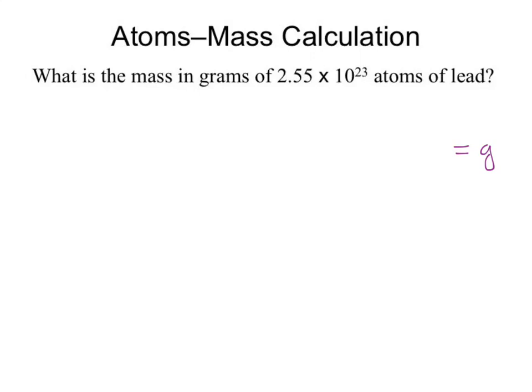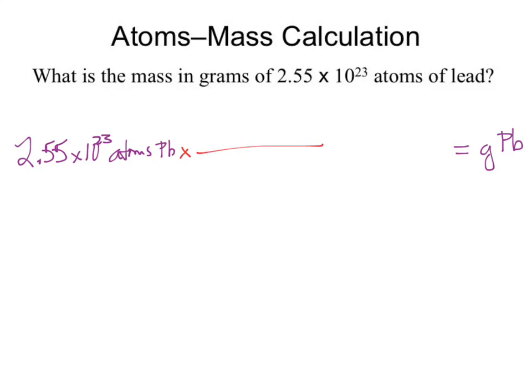Grams of lead. We could write out lead or we could write Pb. Why would we write Pb? Yes, love it. Everybody's getting lazier as the day goes. 5 times 10 to the 23rd atoms of lead equal grams of lead. No. So what do we have to do?